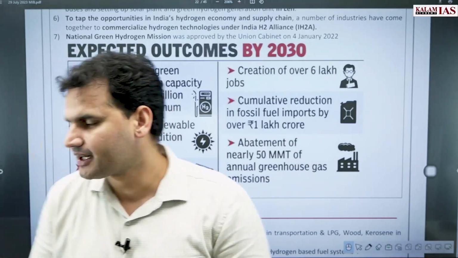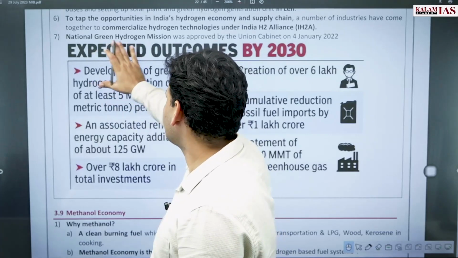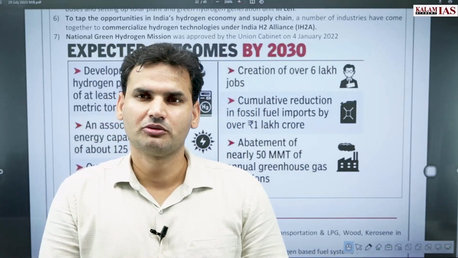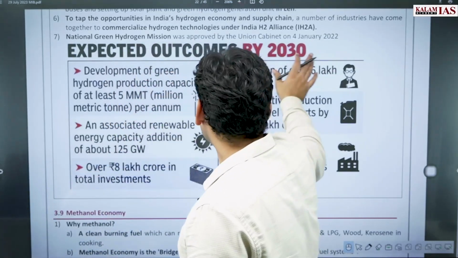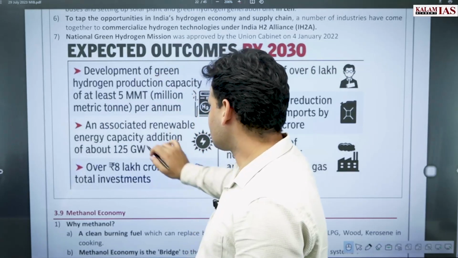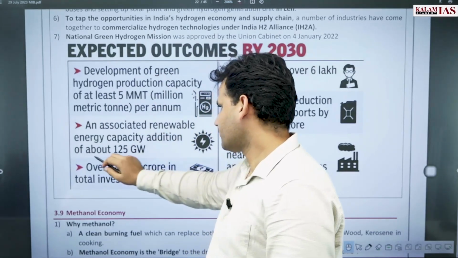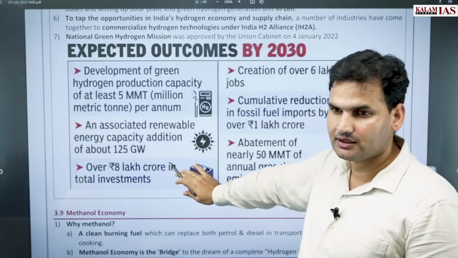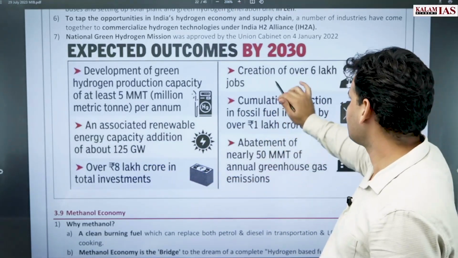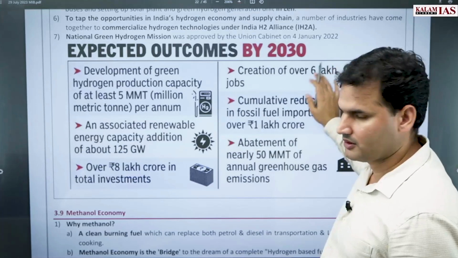And to address that, we have what? The National Green Hydrogen Mission. So what are the objectives of this particular mission? What are the expected projected outcomes by the year 2030? We should remember this. Associated renewable energy capacity addition of about 125 gigawatts, over 8 lakh crores of investment, both national and international, creation of over 6 lakh jobs.